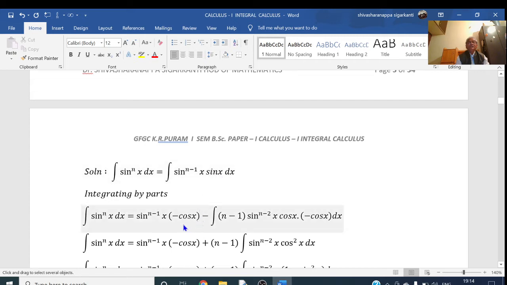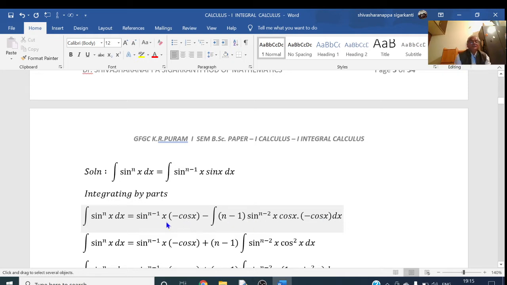Sin x integration is minus cos x, minus under integral sign the derivative of the first, sin x to the power of n minus 1. The derivative is n minus 1 into sin x to the power of n minus 2 into the derivative of sin x, which is cos x. So this is the derivative of the first function into the integral of the second. Sin x integration is minus cos x. That is first function into integral of second, minus under integral sign derivative of first into integral of second.